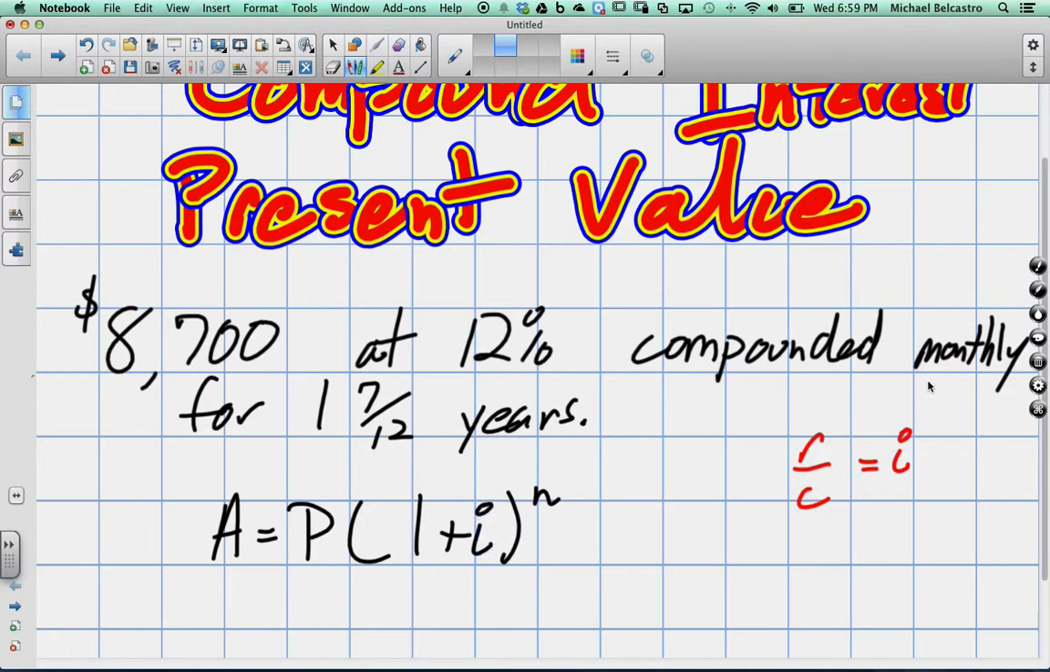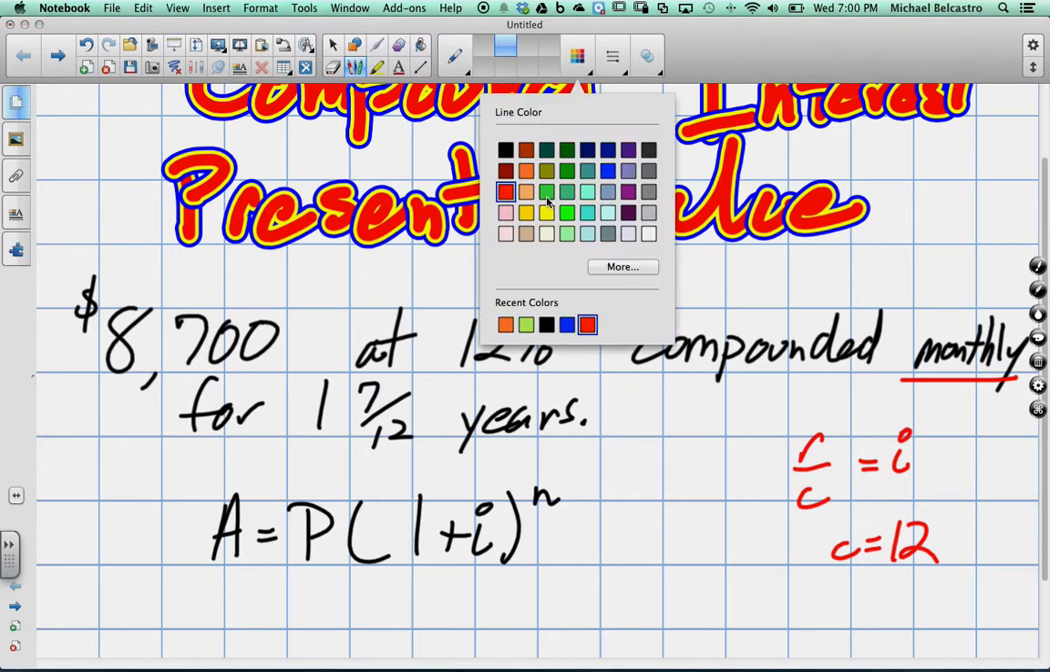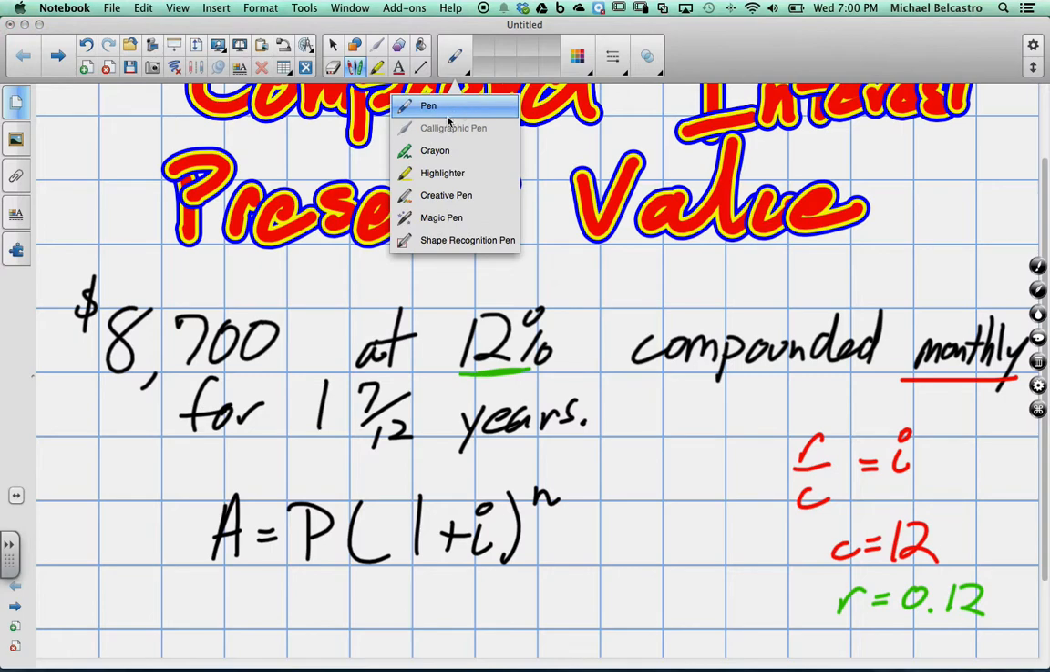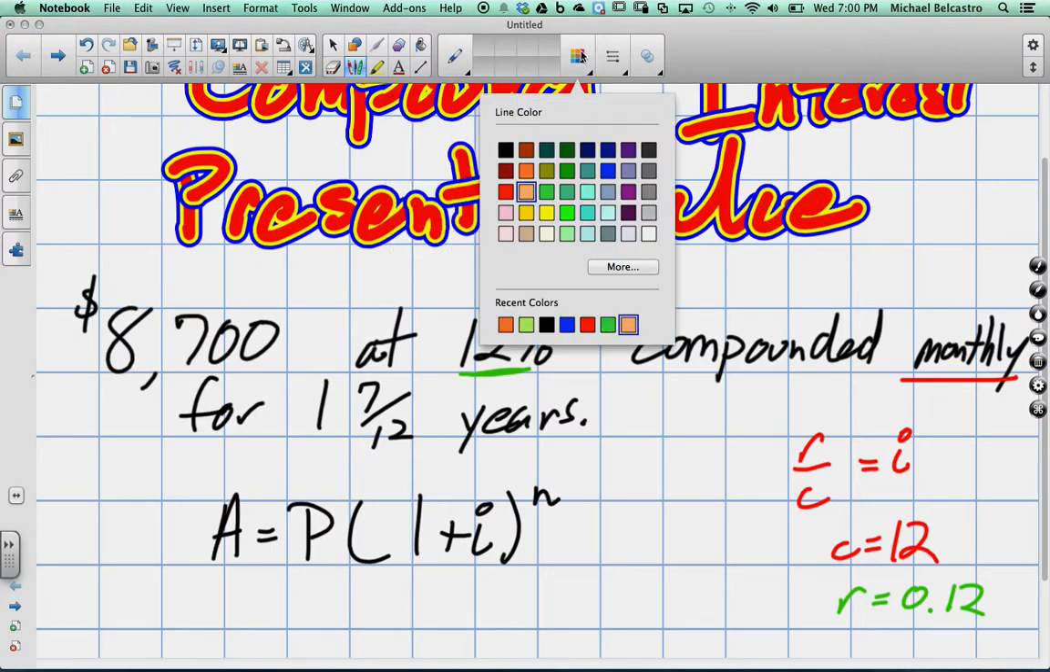And our compound period in this case is monthly. So that means C will be 12 in this case. Our interest rate is 12%, so our R is 0.12. So that's our R value, that's our C value. That'll help us figure out I. And then our N is again a very small formula.